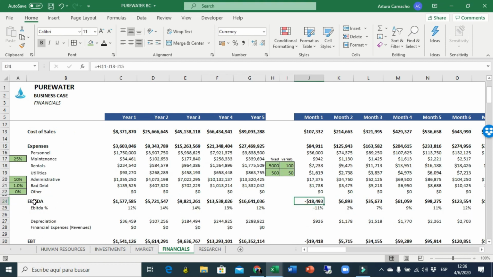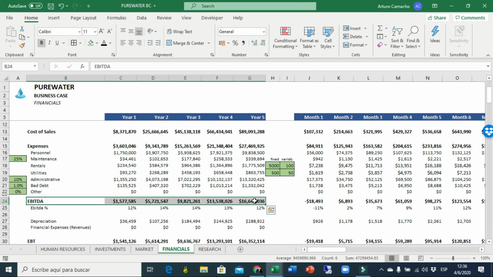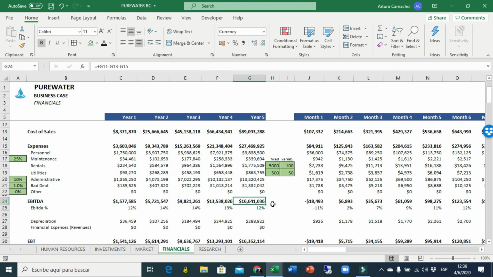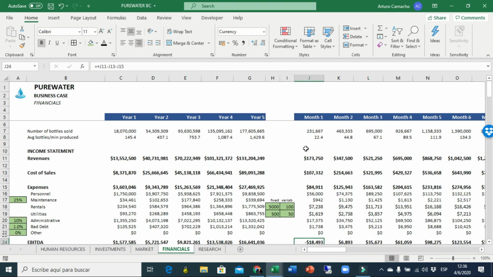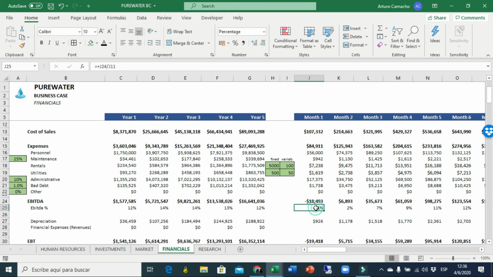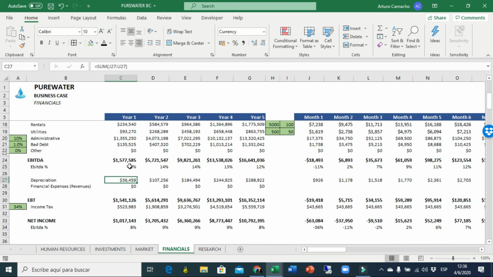These are the earnings before interest, taxes, depreciation, and amortization, which is a known line in the income statement. And is of course just the formula of the revenues minus the cost of sales minus the expenses. And we produce also the percentage of that because it's a figure that could represent somehow the profitability of your company.